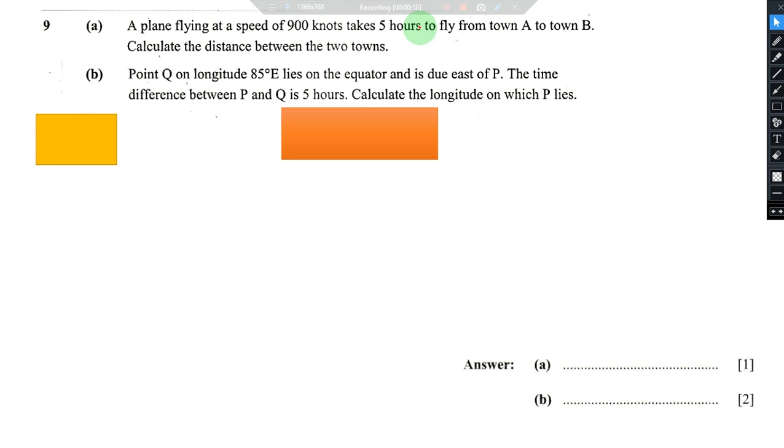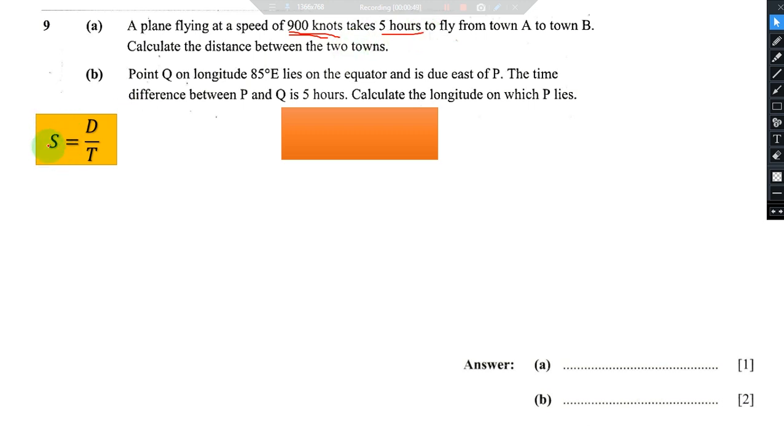Question 9 today reads: a plane flying at a speed of 900 knots takes 5 hours to fly from town A to town B. Calculate the distance between the 2 points. Here, don't start panicking. Okay, common formula. Speed is equal to what? Distance over time. Okay, common formula. So our speed has been given in knots and time is given in hours. They're asking us to find distance. So let us just substitute the values.